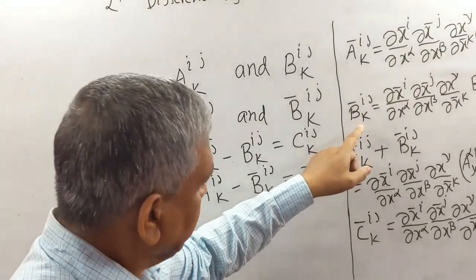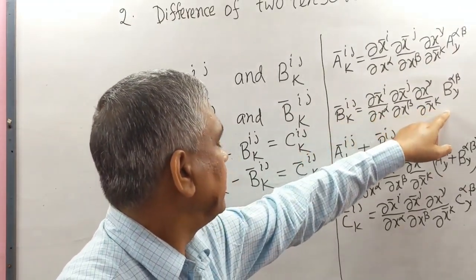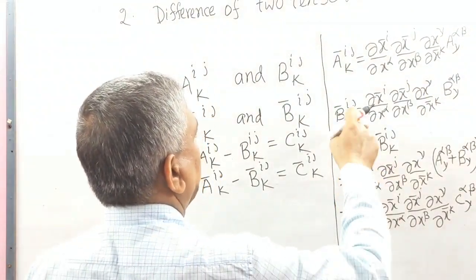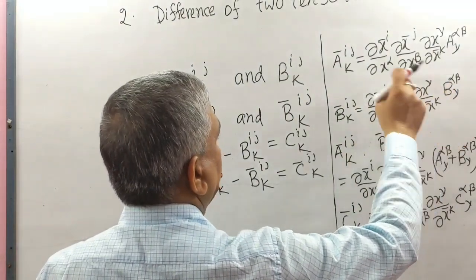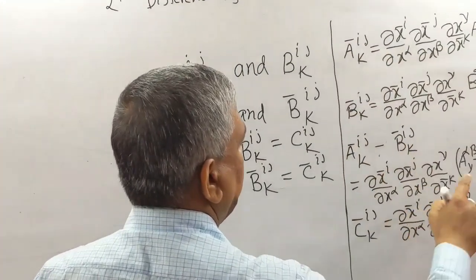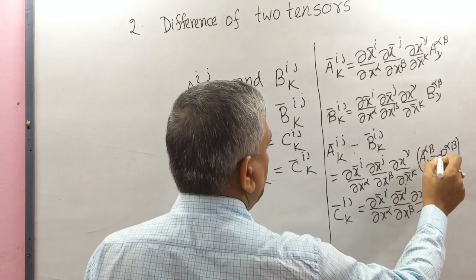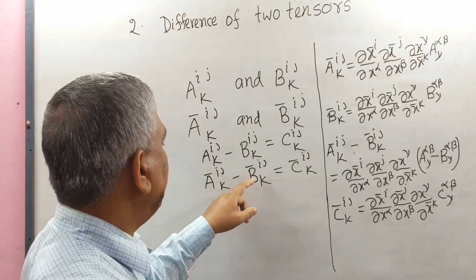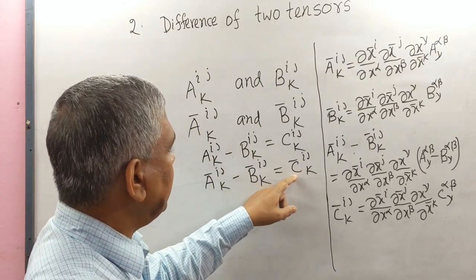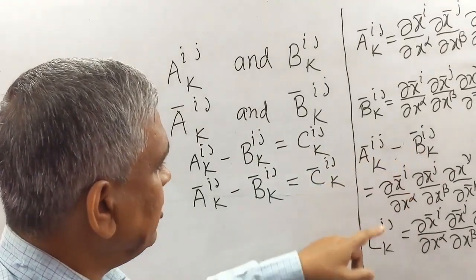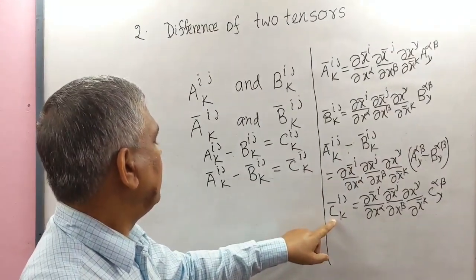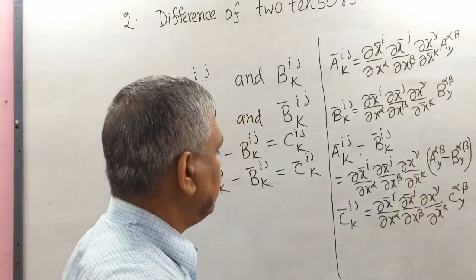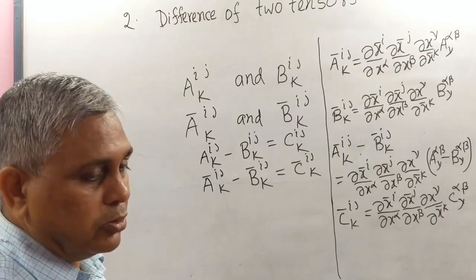Also, here we get another result. Now, subtracting this equation from this equation, we get this value. And here, A bar ijk minus B bar ijk equal C bar ijk, so in place of this, we write C bar ijk. Similarly, this is the difference of two tensors.